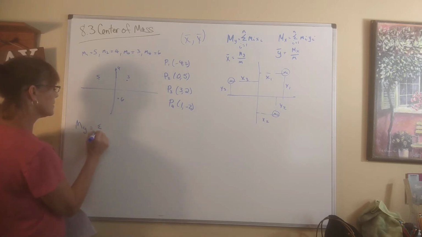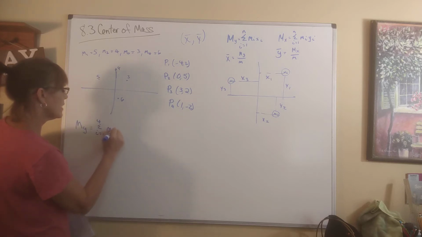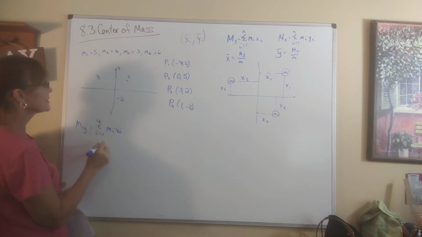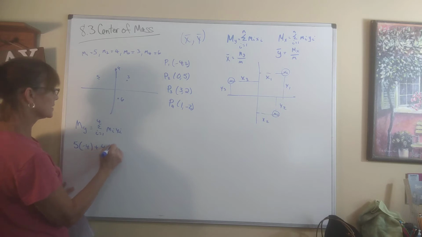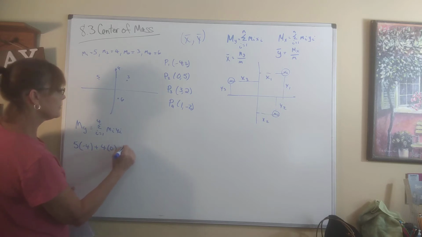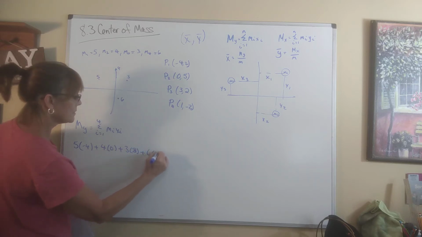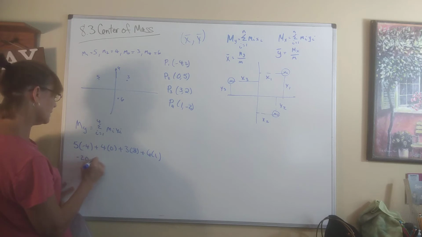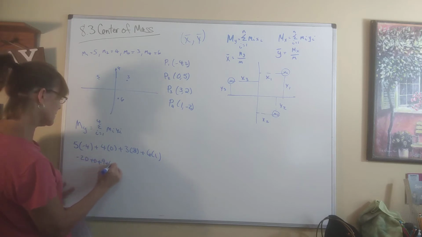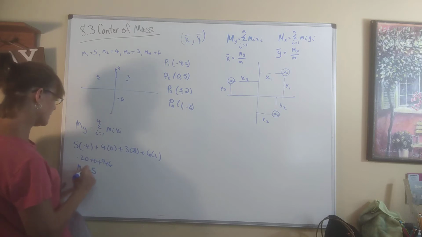That is the sum from i = 1 to 4 of m_i x_i. So that's going to be m1, which is 5, times the x coordinate, -4, plus m2, which is 4, times the x coordinate, which is 0, plus m3, which is 3, times 3, plus 6 times 1. And so this is -20 plus 0 plus 9 plus 6, which is -20 plus 15, or -5. That's what m sub y is equal to.